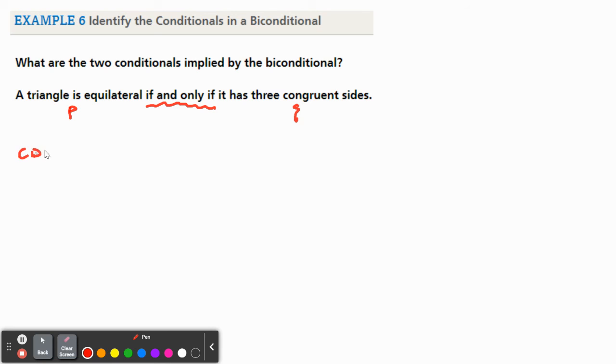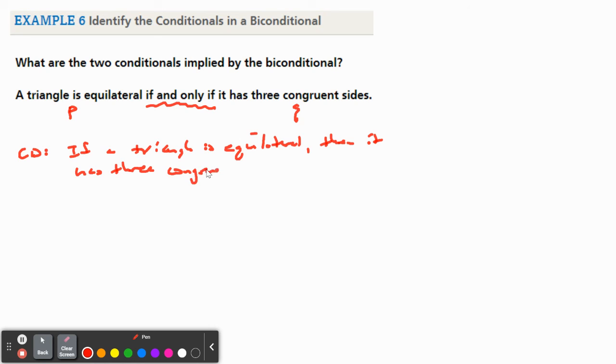So for the conditional, we're going to write: if a triangle is equilateral, then it has three congruent sides. Easy peasy, right? Follow the same order as the biconditional. Just take out the if and only if and put if and then.